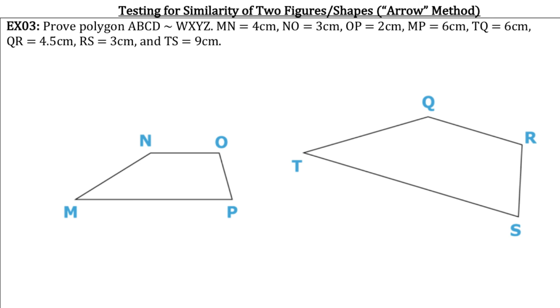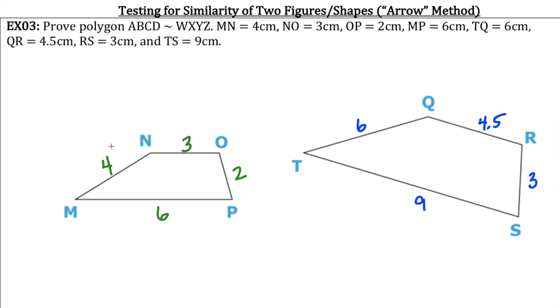I'm going to show you another method now, though. I preferred this one when I was a kid. So we're going to prove that MNOP is similar to TQRS. MN is 4. NO is 3. OP is 2. MP is 6. And then TQ is 6 centimeters. QR is 4.5 centimeters. RS is 3 centimeters. And TS is 9 centimeters.